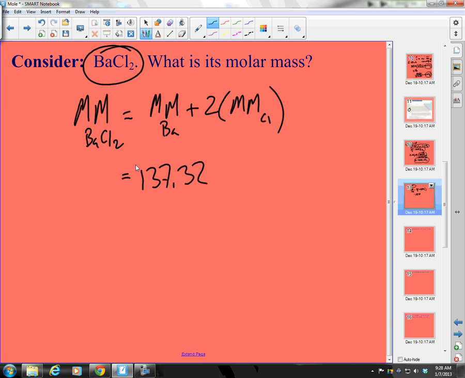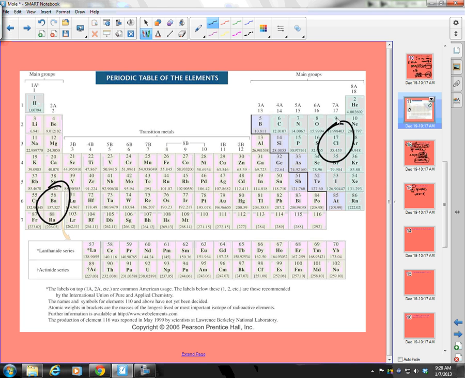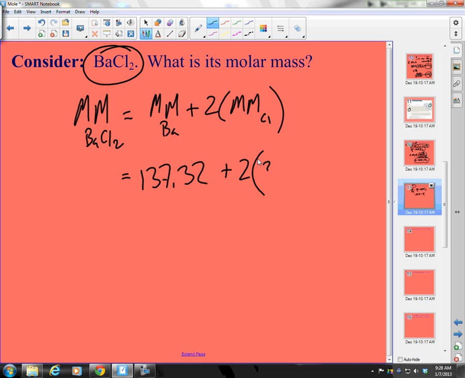137.32 plus 2 times, what's my chlorine? Let's go to chlorine. Chlorine is 35.45. Good. And what are these units here? Grams per mole are the units.